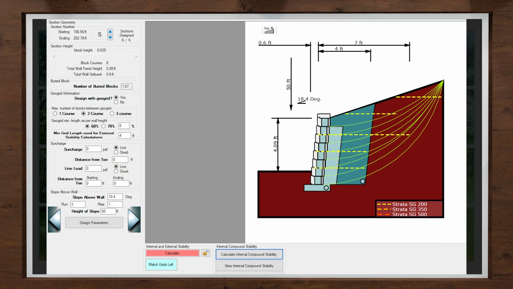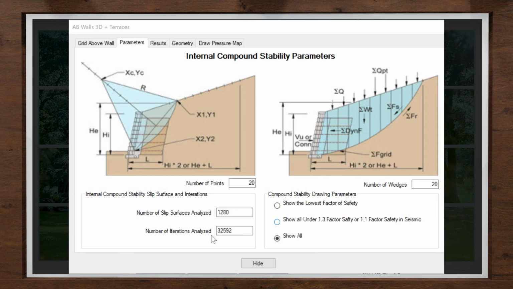Unlike most segmental retaining wall design software, this portion of AB Walls accommodates grid in the slope to provide a more comprehensive design and analysis. This presents a clear distinction between internal compound stability and global slope stability with regards to design possibilities, with internal compound stability providing a design envelope analysis defined as the greater of twice the height of the wall or the effective height, plus the length of the grid.